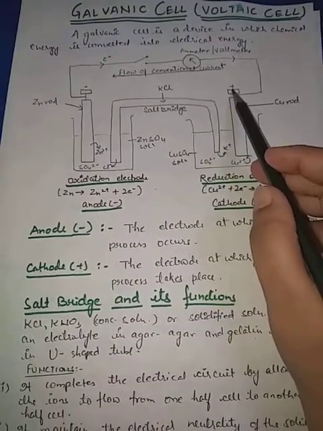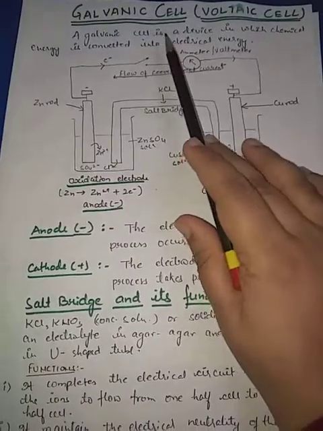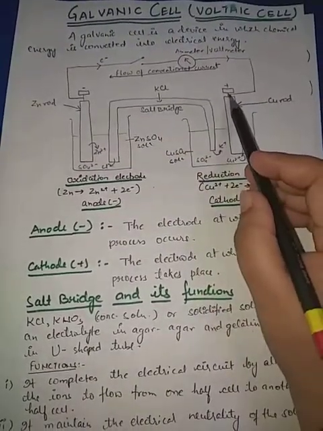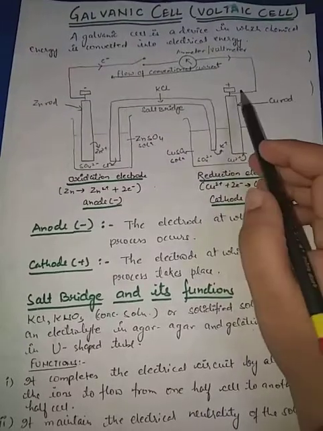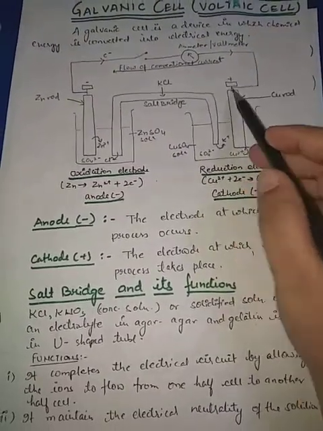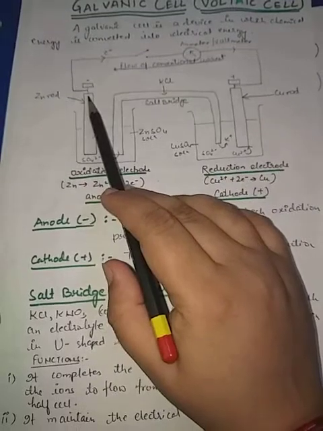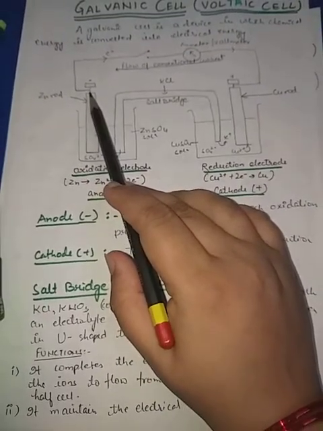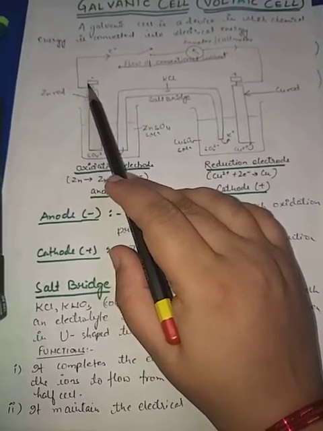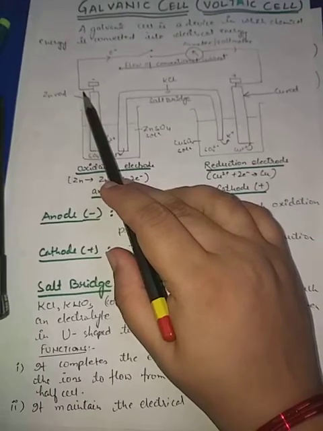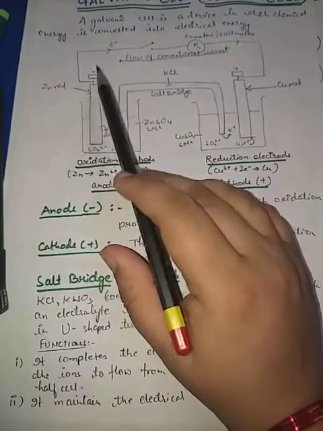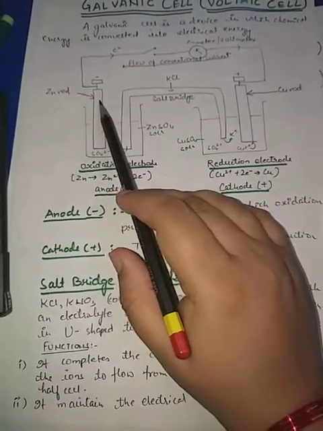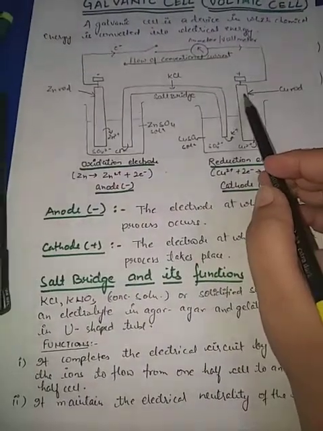Always remember this thing: in a galvanic cell, the positive electrode will always remain towards the right hand side, and this is called the cathode. This is the negative electrode, and the negative electrode is always present on the left hand side. It is called the anode. Here the anode is made up of zinc, and the cathode is of copper.